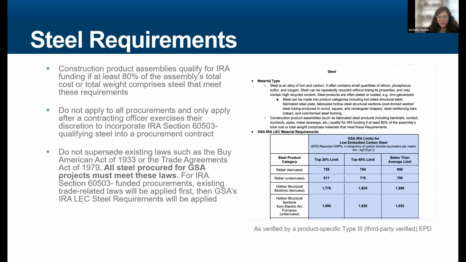So all steel procured for the GSA projects must meet existing laws such as Buy American Act, Trade Agreements Act, and various other regulations that dictate federal procurement, but they will also be layering in this lower embodied carbon requirement for especially immediately GSA buildings and DOT infrastructure projects.